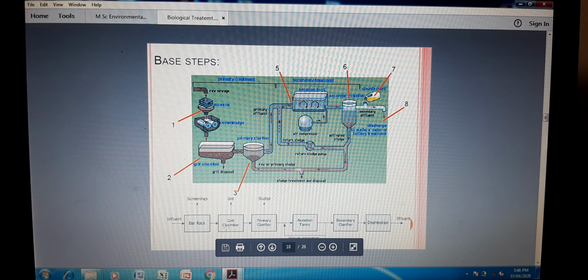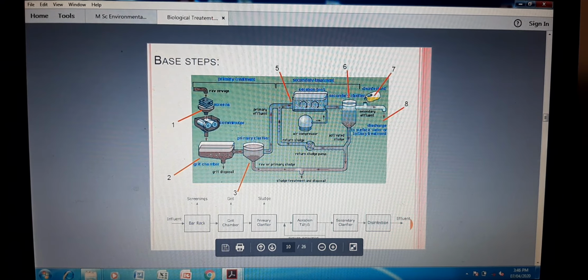After the bar and grit chamber, the next is the clarification or the clarifier. Whatever the retention, the remaining part is there, so that can be removed in the primary clarifier. So simply we call it the primary sludge tank, or primary settling tank, or primary clarifier. After this is overall the physico-chemical treatment. After this, the second part is the aeration tank.